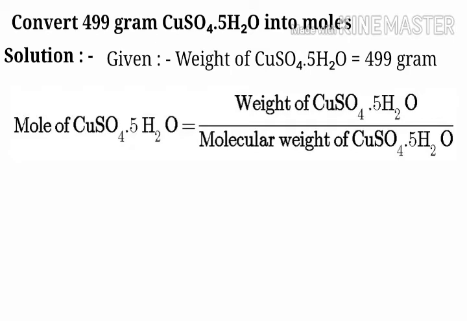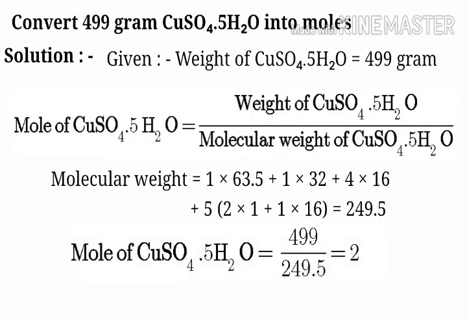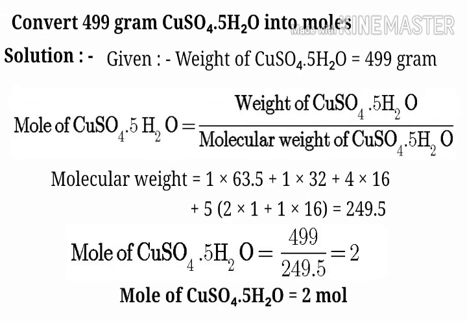Now let's calculate molecular weight. Hence we get molecular weight of CuSO4 is equal to 249.5. Now let's put these values in formula. So we get mole of CuSO4 is equal to 499 divided by 249.5. So we get answer 2 moles. Hence the answer is 2 moles.